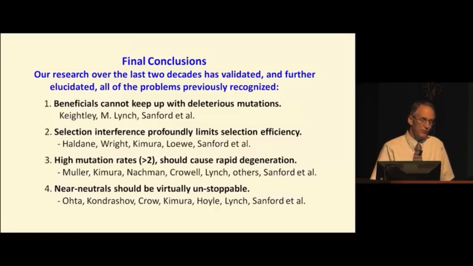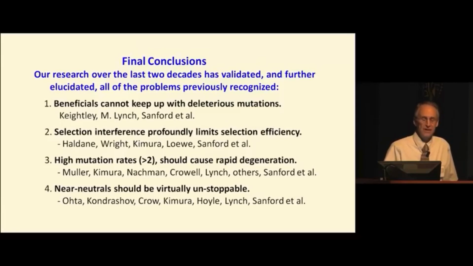Just to review the 4 points in summary: beneficials cannot keep up with deleterious mutations. Selection interference profoundly limits selection efficiency. High mutation rates, anything above 2, should cause rapid degeneration, and near neutrals should be virtually unstoppable. That's the summation of the last 18 years of my research, and it's consistent with the history of population genetics, starting from the founders of neo-Darwinian theory. All the population geneticists who have carefully examined it have been troubled.